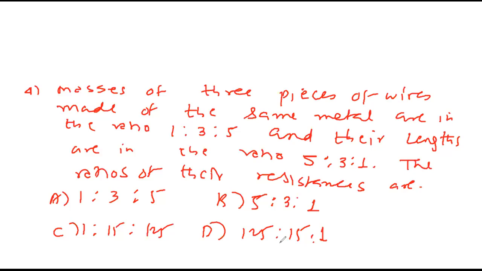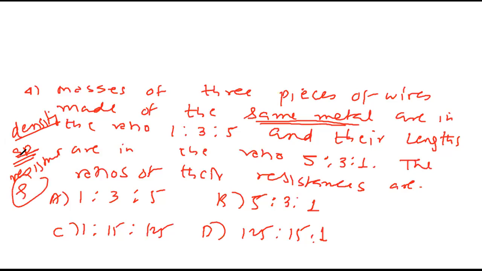Written? Yes, sir. Now, if you read carefully, what is same? Metal is same, na? Yes, sir. If metal is same, then what is same? Density of material is same. And specific resistance or resistivity is also same. So whenever you see same metal, then remember resistivity, that means rho, is same, and density of material is same. We want ratio of resistance, where length is given, mass ratio is given.